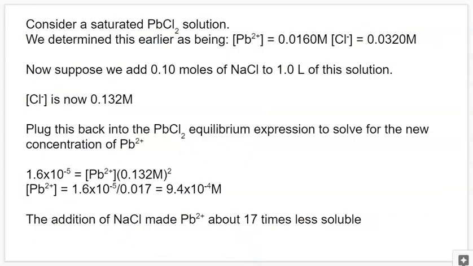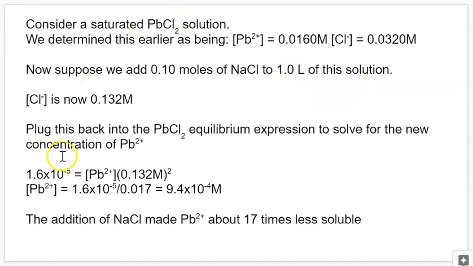So let's do a little math for this. So consider a saturated lead 2 chloride solution. Remember, saturated means maximum concentration, or at equilibrium if we were to put as much solid as we could into a solution and see the maximum amount that would dissolve. We determined earlier that the maximum concentrations for a lead 2 chloride solution at equilibrium would be 0.016 molar for the lead and 0.032 molar for the chloride. And say now we're going to add 0.1 moles of sodium chloride to a total of a 1.0 liter solution of the lead 2 chloride.